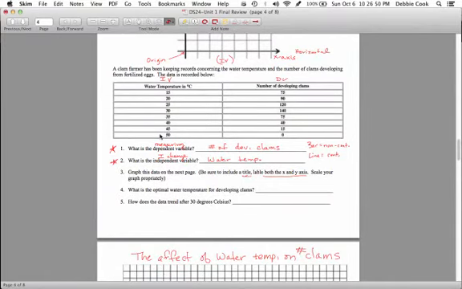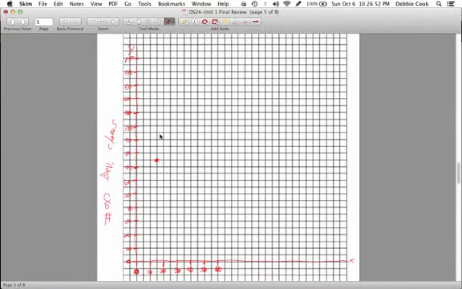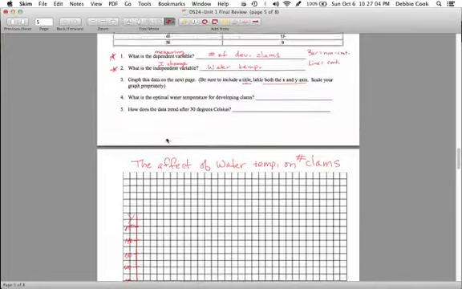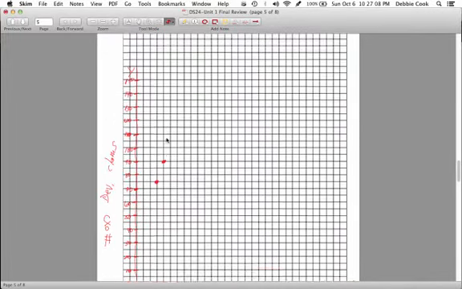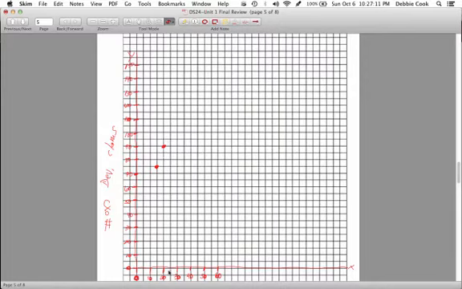I'm going to go back up at 20, I have 90. So I'm going to go back down at 20 degrees. I'm going to go all the way up till I get to 90. And here we go. So here's my next data point. I'm going to go back up to my data chart. At 25 degrees, I have 120. So here's 25. I'm going to go up until I have 120. And here we go.